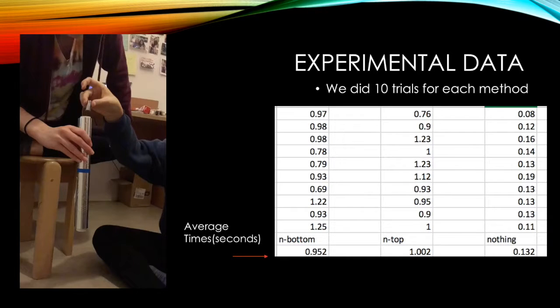Here you can see we have the experimental data. I did 10 trials for each method, the first being the north end of the magnet falling first, the second being the south end of the magnet falling first, and then the last being the magnet falling through plain air the same distance as the solenoid. All of these times are taken in seconds. Here we have a video of us completing this experiment.